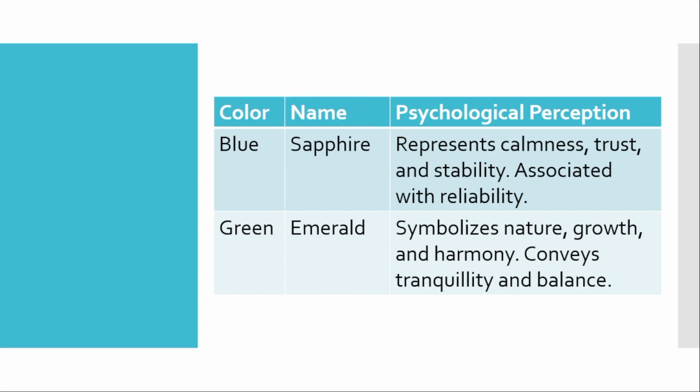The next one is green, which is emerald. Many people do know about this. It symbolizes nature, as other people say already, growth, and harmony, a lot of things, and it also conveys tranquility and balance.